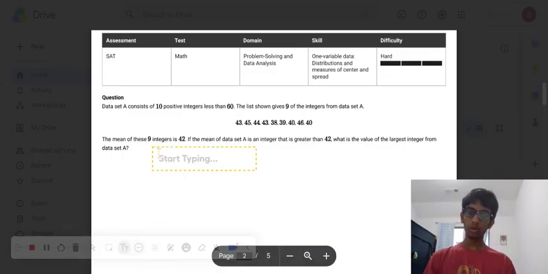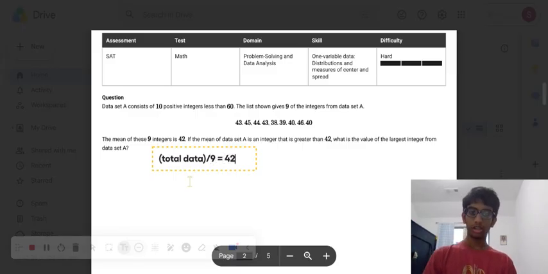So what is mean? If you don't know, it's the average. We're going to total up all of our data values. So that would be 43 plus 45 plus 44, etc. Right? And then we're going to divide it by the number of values. So we have 43 is 1, 45 is 2, 44 is 3, so on and so forth. And we have 9 integers. So in this case, it would be 9. And then this would be equal to 42.